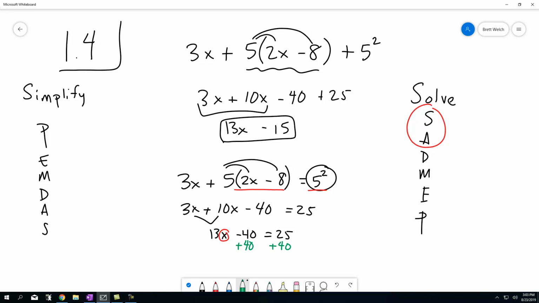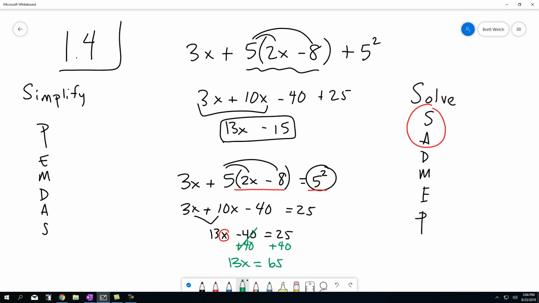On the left side, that's going to zero out my 40. It's important we understand that when you add and subtract, you're shooting for 0. With multiplication and division, we shoot for 1. So in this problem, now I have 13x equals 65.